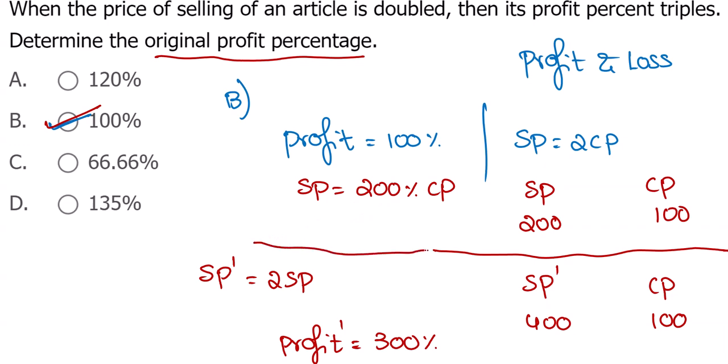Now here, profit is 300, profit out of cost price. So we can check it out. Clearly it's 300 percentage, right?